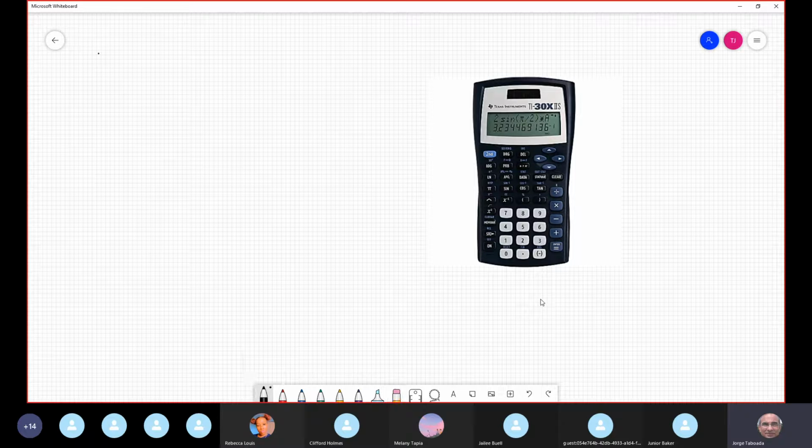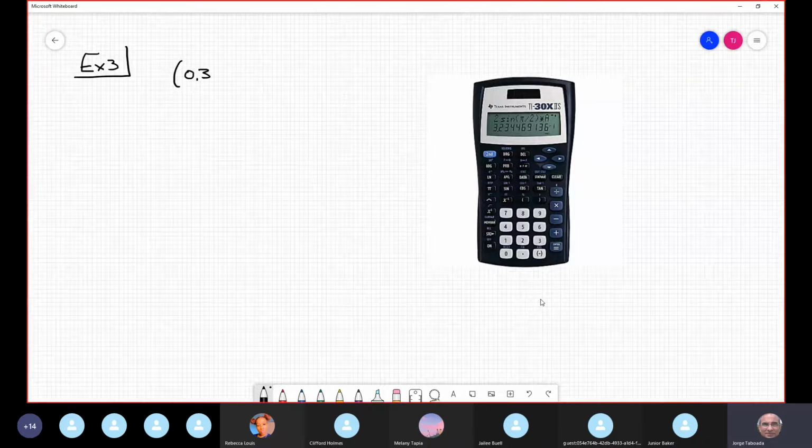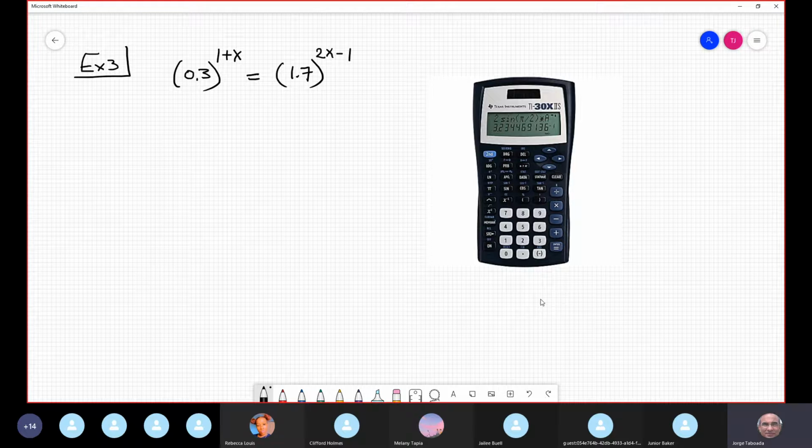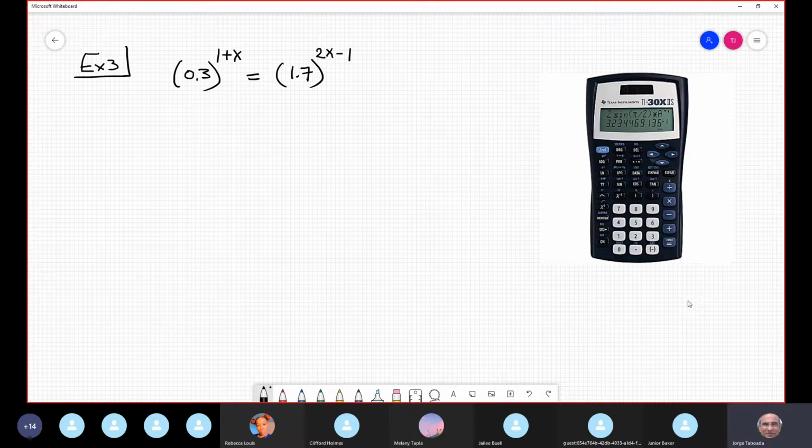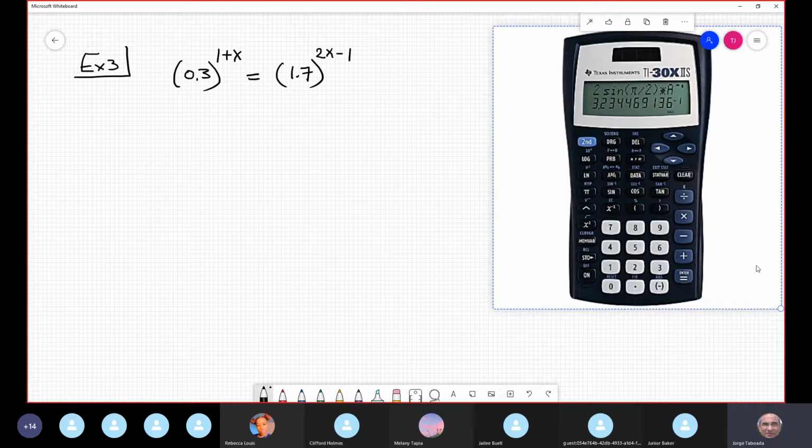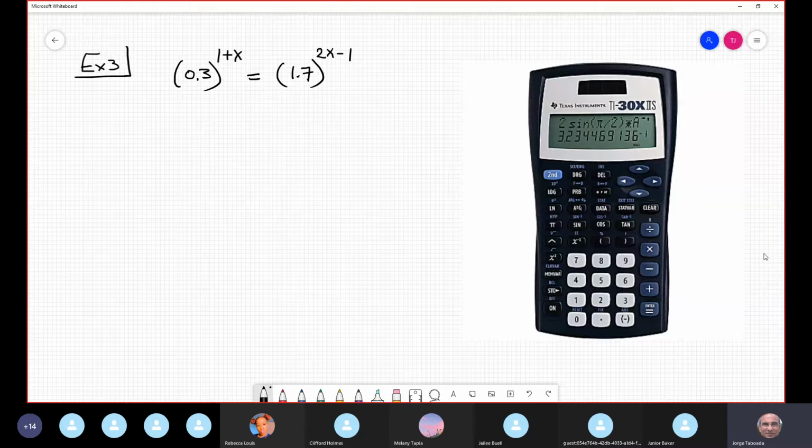Okay, the next example, number 3, is more interesting. Look: 0.3 raised to the 1 plus x is equal to 1.7 raised to the 2x minus 1. An exponential equation, and the bases are completely crazy. The bases are 0.3 and 1.7. This is impossible using the traditional way, because 0.3 and 1.7 can never be expressed using a common base. However, I have my calculator and I know that this equation can be solved using logarithms.